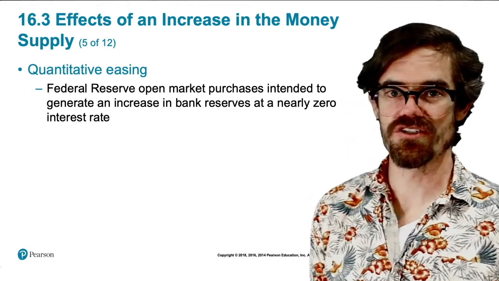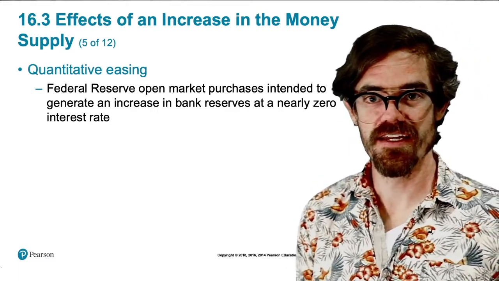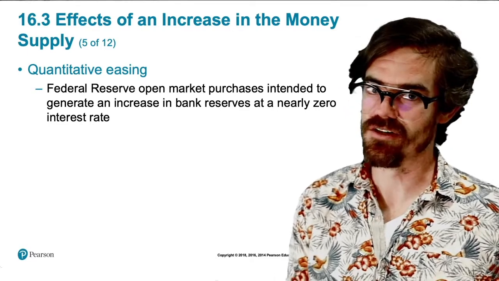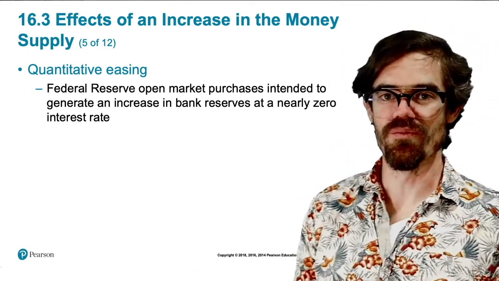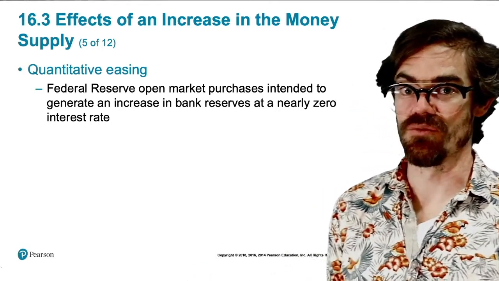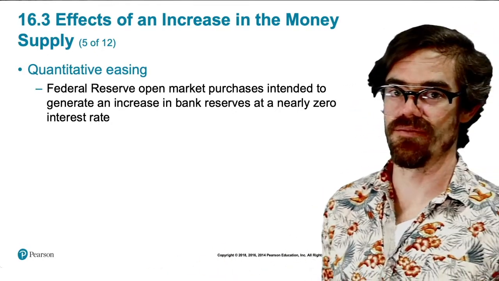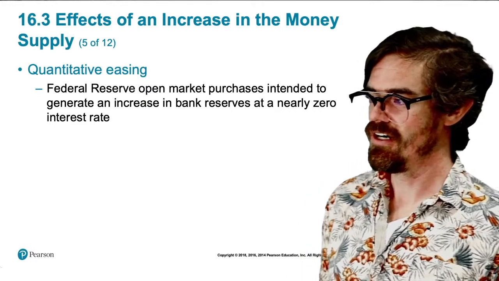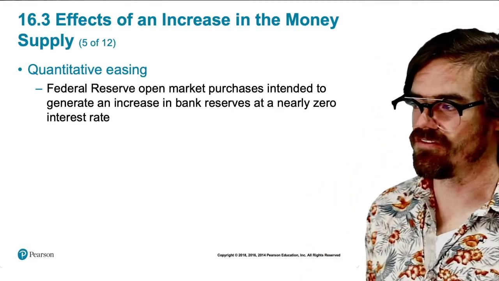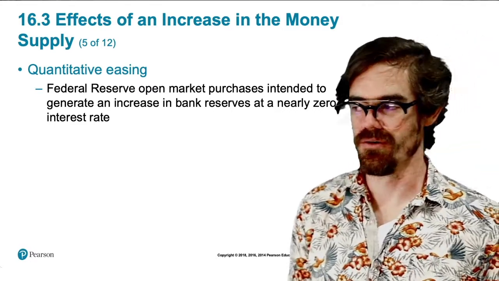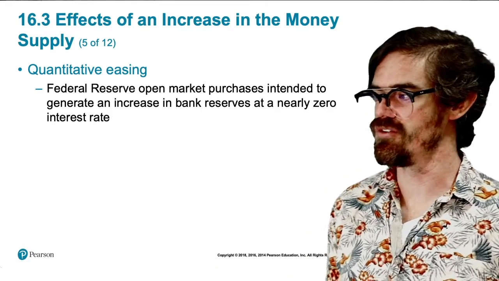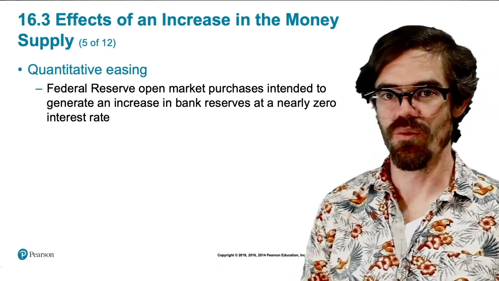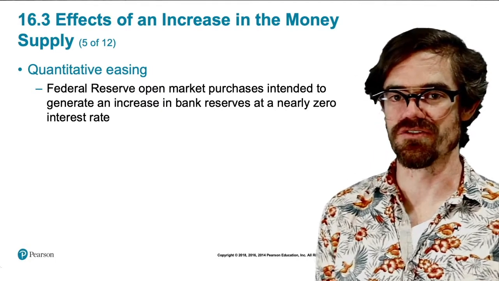All right, so what we just saw is that the Fed can boost aggregate demand by increasing the money supply. Now, one of the ways that it increased the money supply in recent history that it hadn't done prior to the Great Recession was through something called quantitative easing. And so this is simply open market purchases that are intended to generate an increase in bank reserves when interest rates are already close to zero.